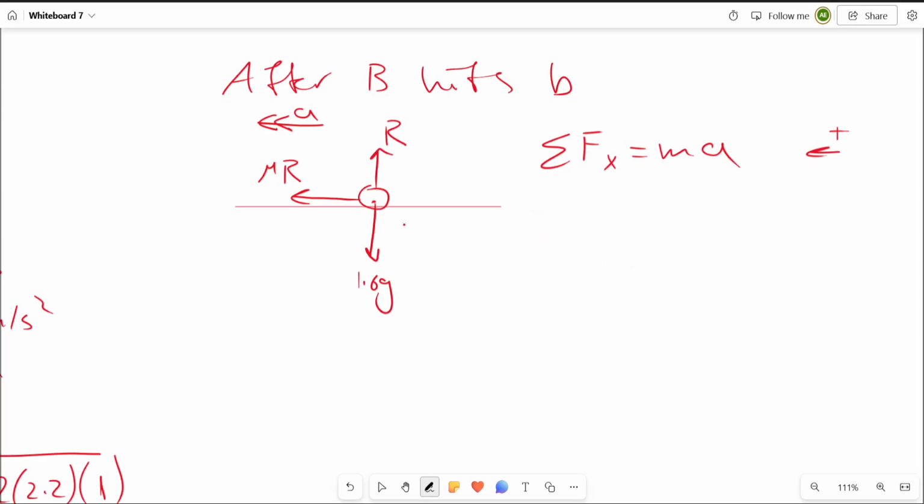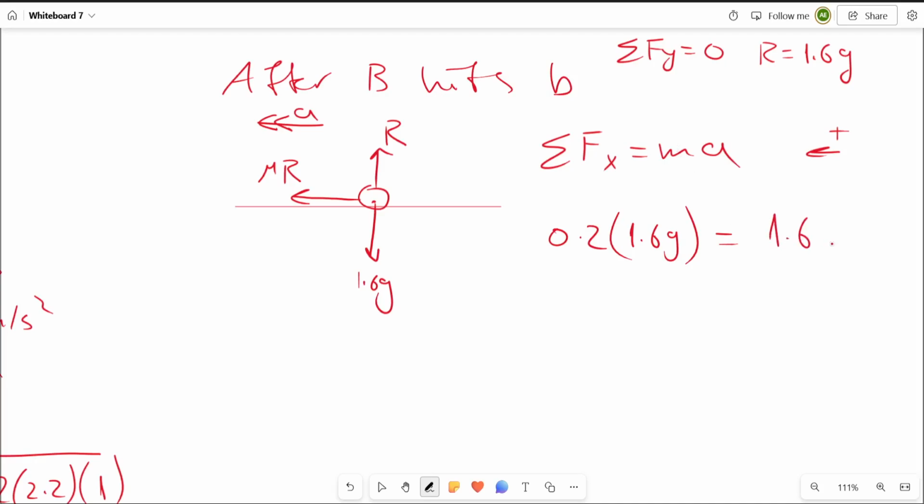So I'm going to have mu R pointing to the left, so it's just 0.2 times R. I could have done sigma Fy equals 0, and from here I know that R is going to equal 1.6 g. So mu times R, which is 1.6 g, is going to equal the mass, which is 1.6, times the acceleration. I can see that 1.6 and 1.6 will cancel. 0.2 times 10 is basically 2 equals a, so a equals 2 meters per second squared, and it's acting to the left. So that is my acceleration.